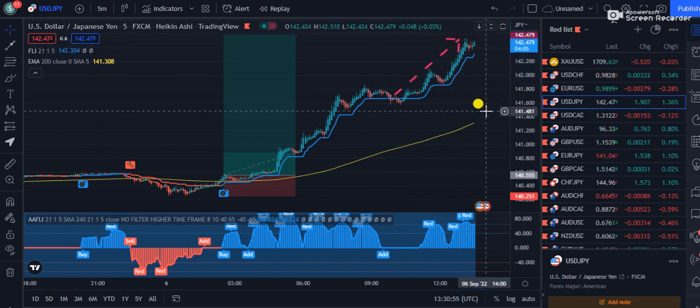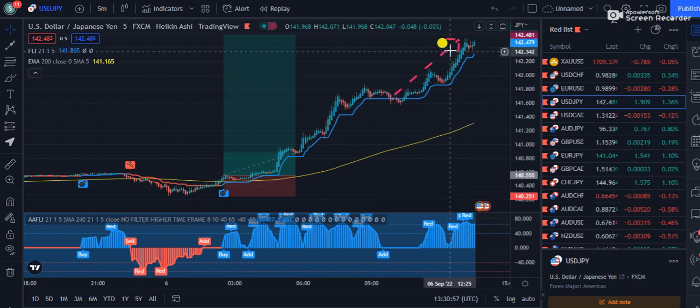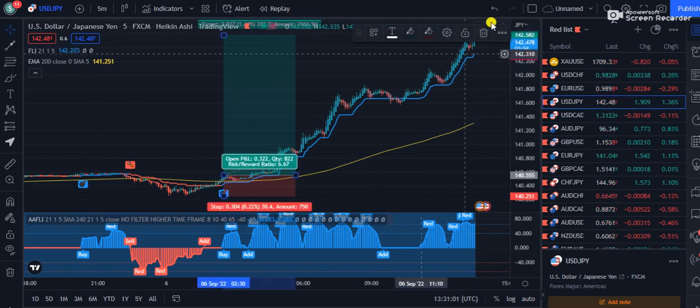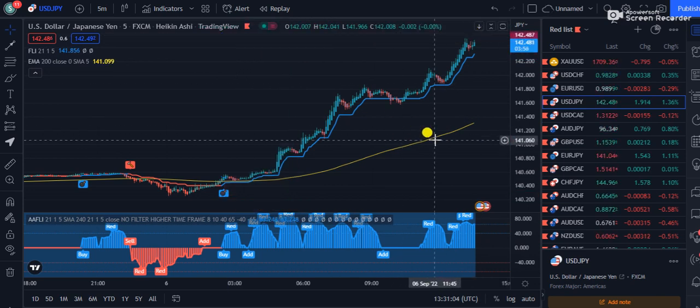So guys, that's why I say there are a lot of great tools available on TradingView. All you need is to focus. If you can focus, then definitely you can make a lot of money from the forex or crypto market. So you can use this strategy in forex, crypto, or the stock market.